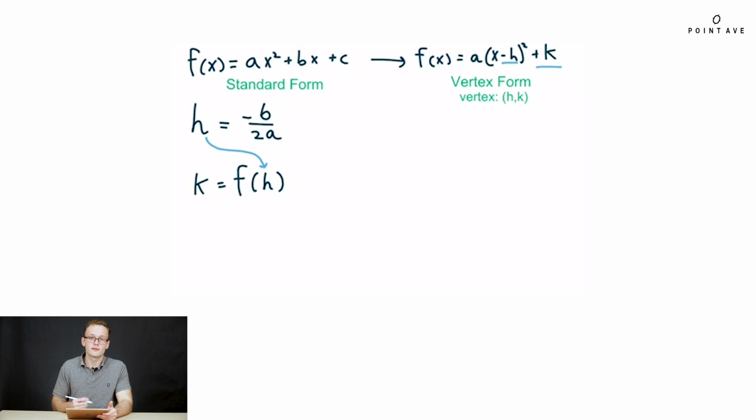Next up, we have k, the y value of the vertex. We can simply find that if we know the x value by just plugging it into our function, finding f of h. Straightforward as that. And then lastly, a is actually the same a, which we can just carry over directly from the standard form.